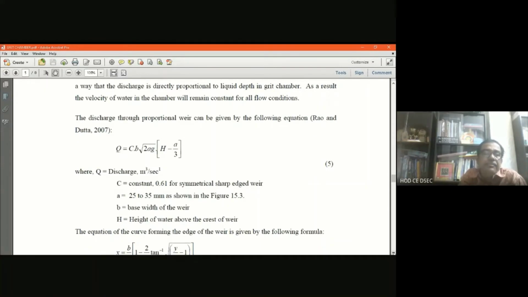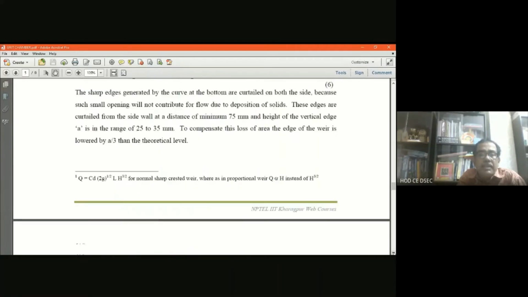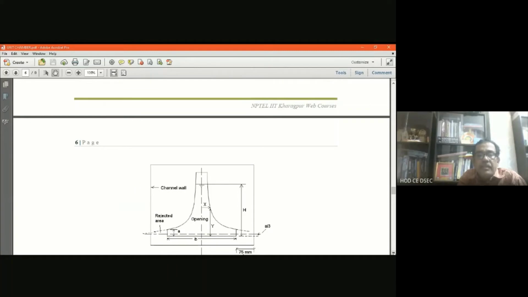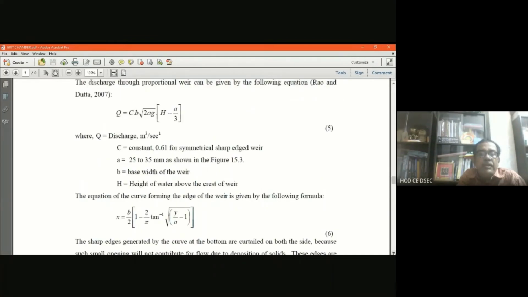minus a by 3). C is a constant, for a symmetrical sharp edged weir it is 0.61. Let's see what is a. This is a. A is 0.25 to 35 millimeter, as shown in the figure.